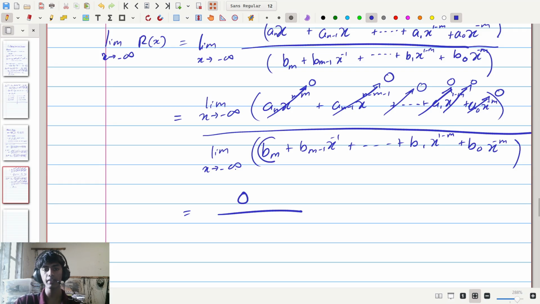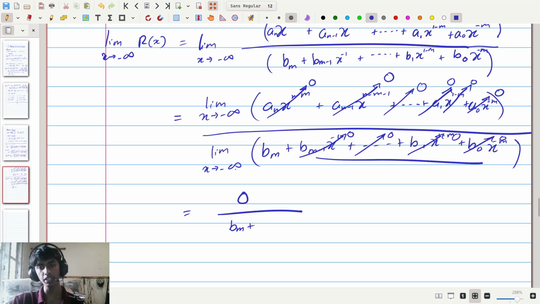On the bottom, what we have is the limit of a constant, which is just the constant, b sub m, plus this thing, which is a negative power. As x goes to negative infinity, the negative power gives us 1 divided by infinity, which is going to give us 0. So this is going to approach 0. The next term has a lower power, so it's going to approach 0. And all the other terms are also going to approach 0. So every single term here is approaching 0 except for this constant term. So we have plus 0, plus 0, plus dot dot dot, plus a bunch of zeros.